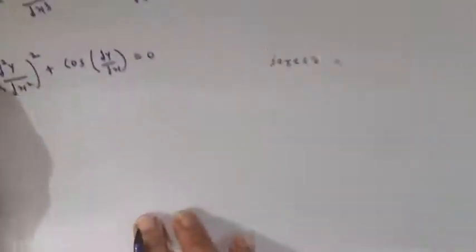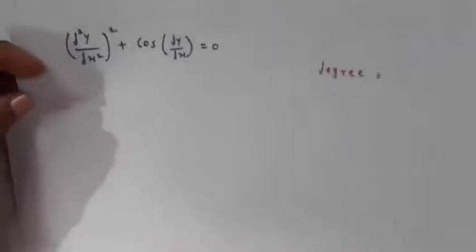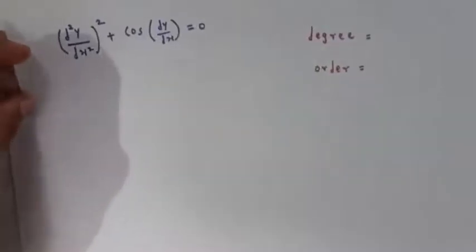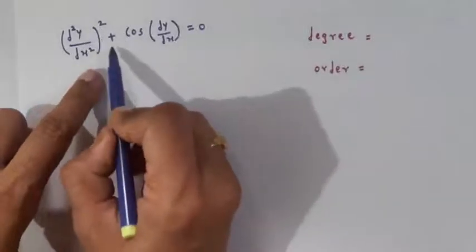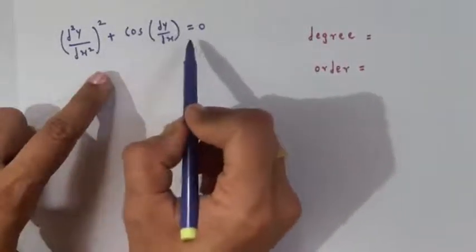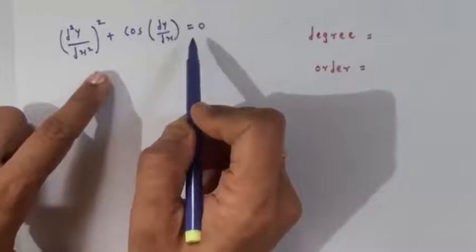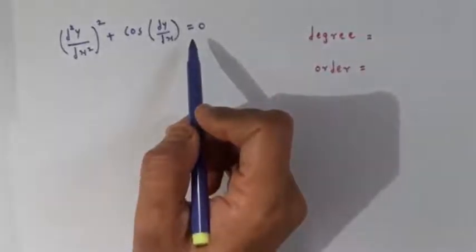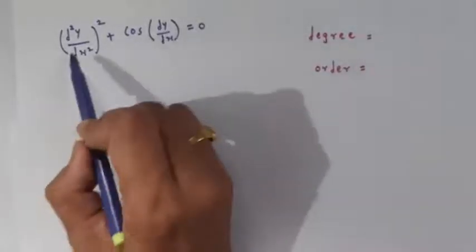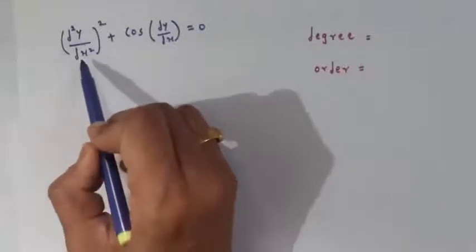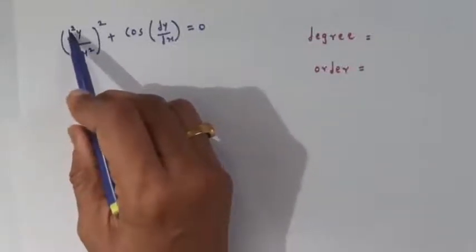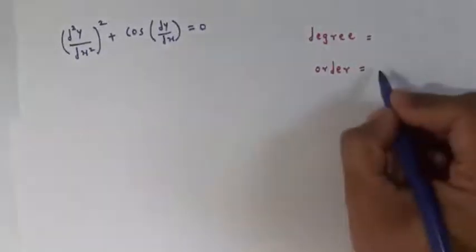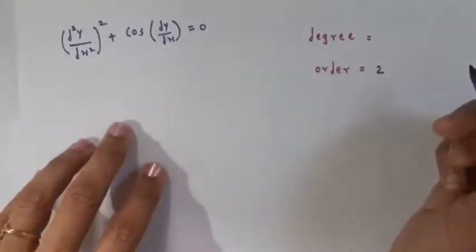Now the next problem is d2y upon dx square plus cos dy by dx equal to 0. So here for this differential equation, the highest order of the differential equation is 2. So the order of the differential equation is 2.